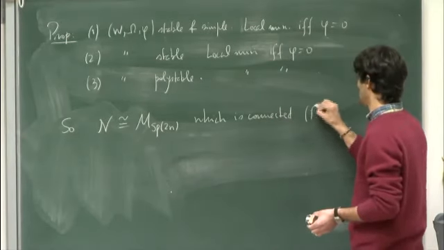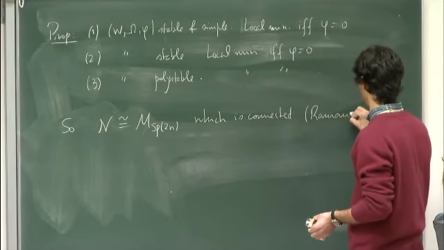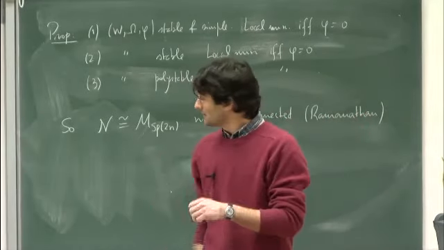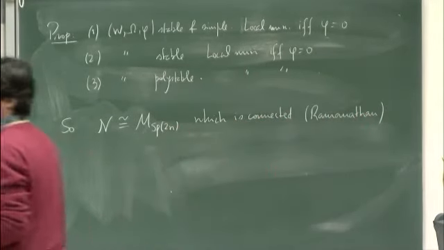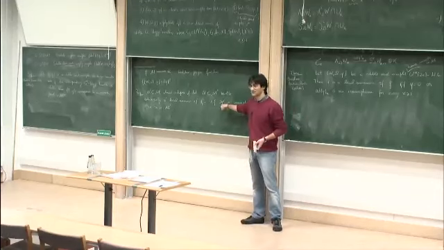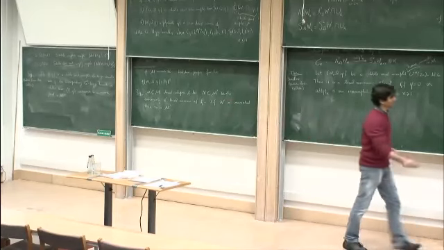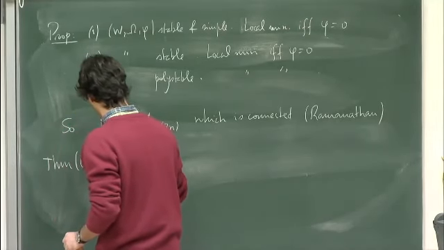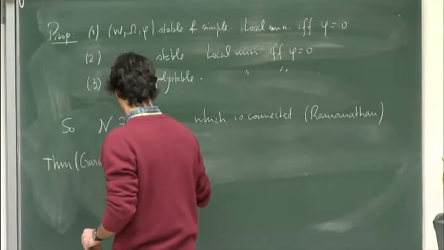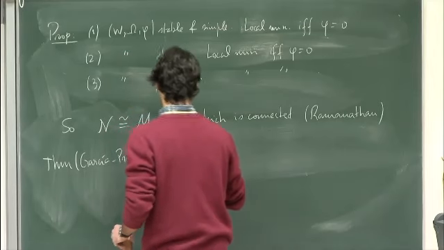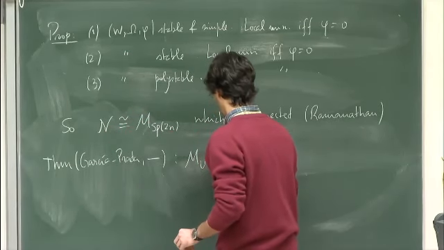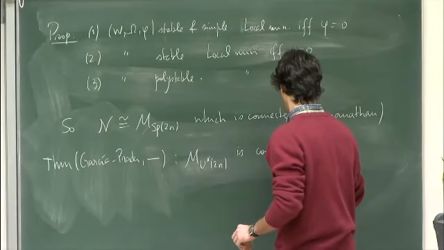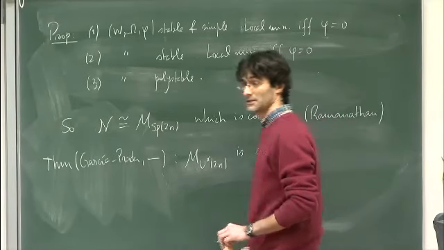Which is connected by Ramanathan proved this. So we now apply this proposition. This is connected, and so now our theorem is that nu star 2n is connected. Okay.